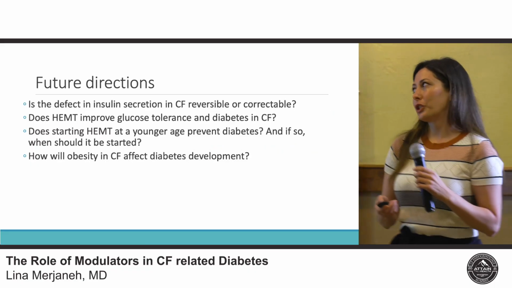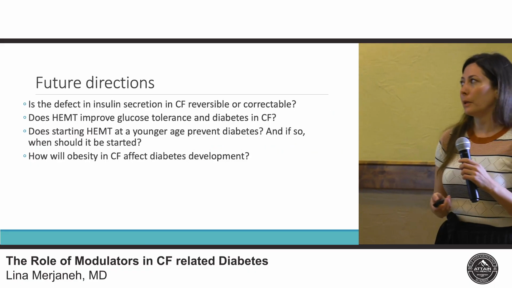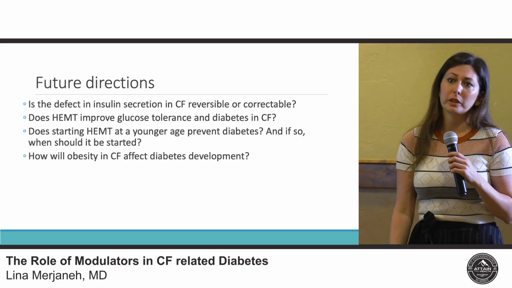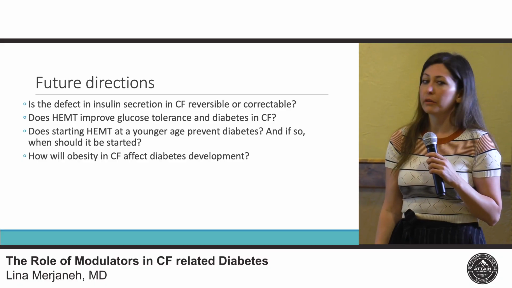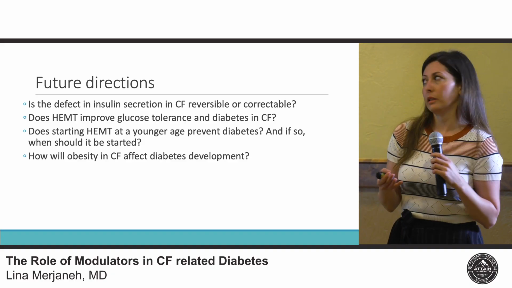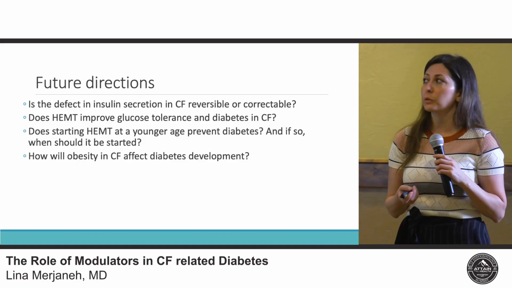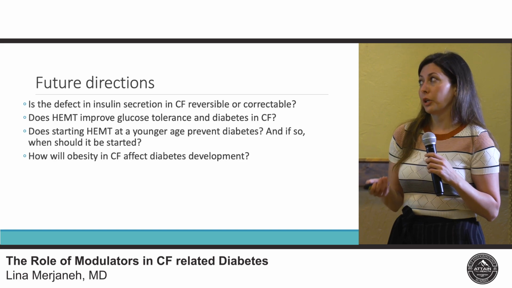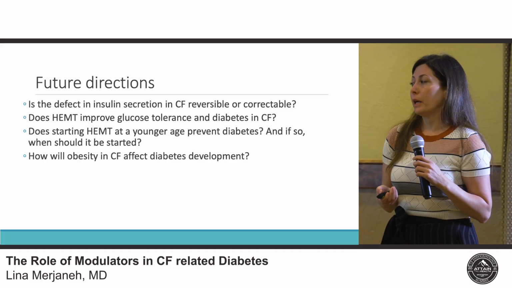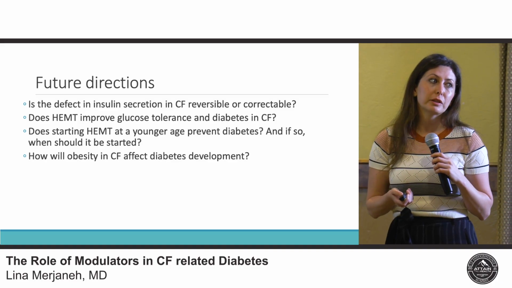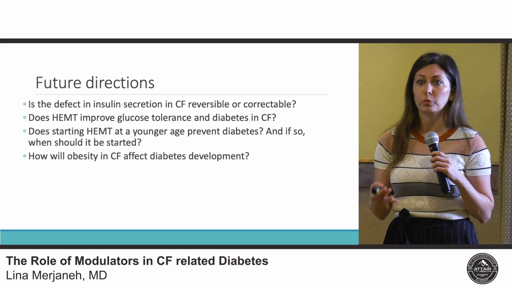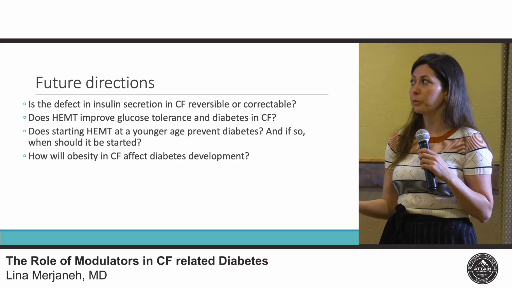I think there's still a lot of questions that are not answered, and in terms of future direction, one of the main questions is whether the defect in insulin secretion in CF is reversible or at least partially correctable. And hopefully in animal studies, we will be able to answer these questions. And then the next question: does Trikafta improve glucose tolerance and diabetes in CF or not? What is the ideal age of starting Trikafta? Does starting it at a young age help prevent diabetes? And if so, when is that? Should we do it before birth or in the first few months after birth?